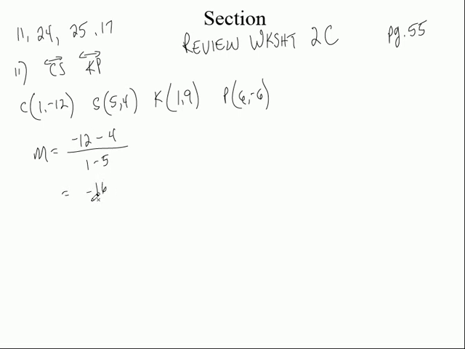That's negative 16 over negative what? 4. What does that reduce to? Just positive 4. So that's the slope of CS. Now we got to find the slope of KP. Here's KP. Let's find the slope of that. Do the same exact thing.